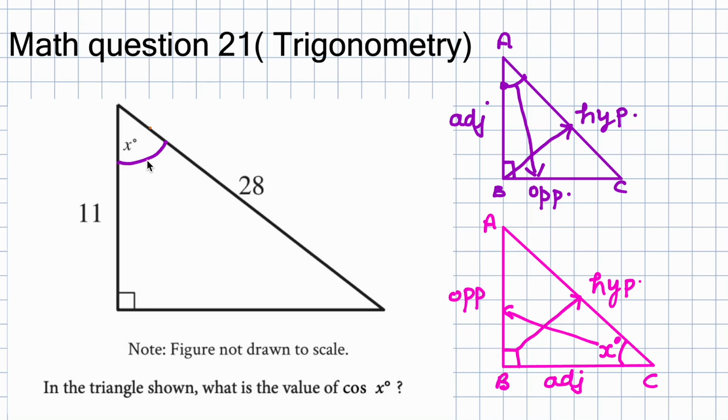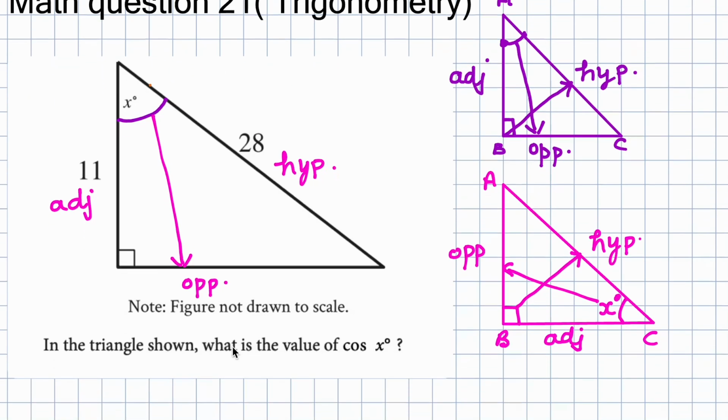But in our question, this is the angle x degrees, so that means this side will be opposite and this is adjacent, because it's touching the angle, and this one is the hypotenuse. Now opposite is not given to me, right? But let's see if it's even needed in our question.